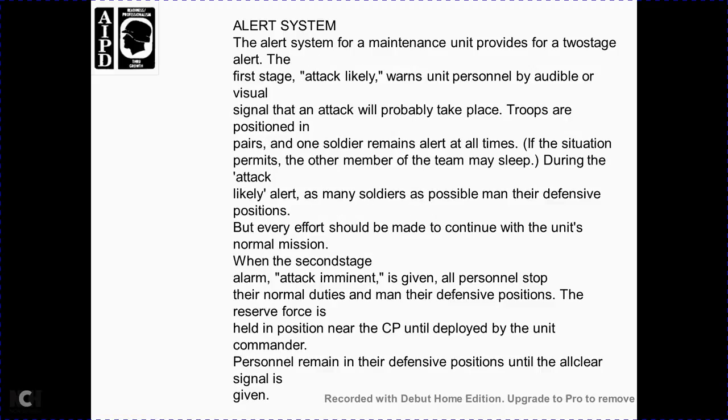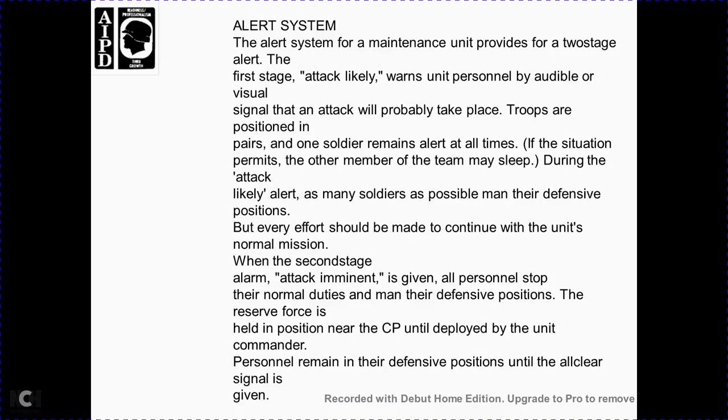Alert system: the maintenance unit is provided with a two-stage alert. With the first stage, the attack likely warns the unit, particularly personnel, with an audible or visual signal. Attack will probably take the place of the troops or position pair with one side. A soldier remains at alert at all times. If the situation permits, the other member of the team may sleep.